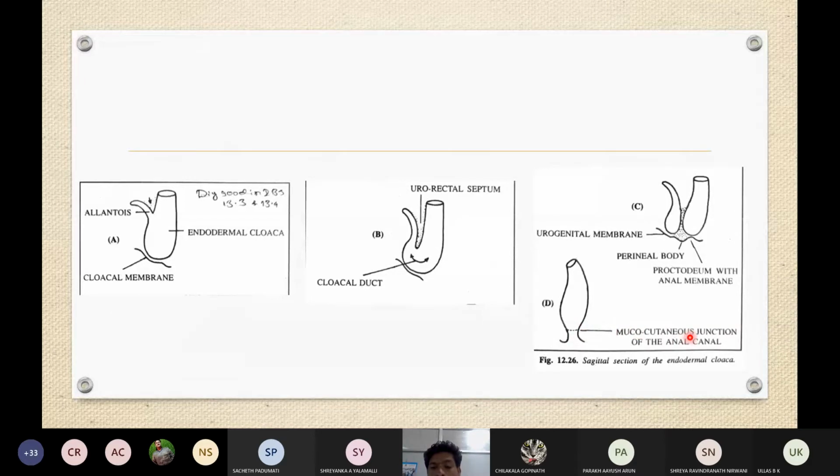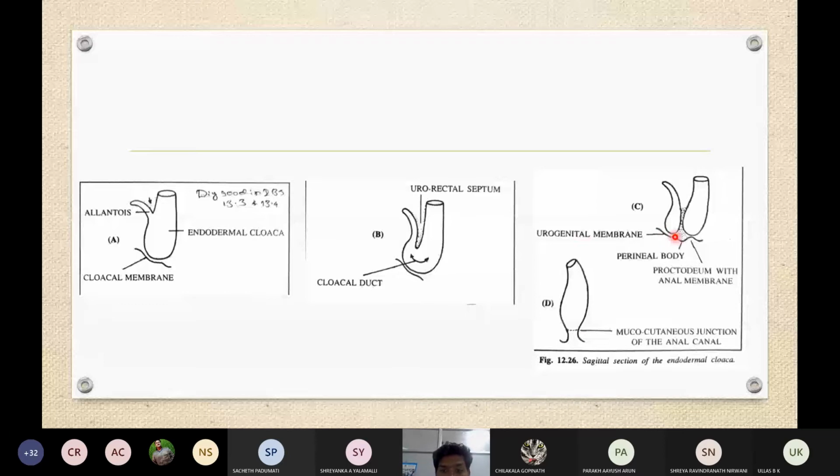Okay, so the formed junction was nothing but the Hilton's line, which I was showing you at the beginning of the class. I showed you Hilton's line. So this is the junction. See, in the upper part, the lining epithelium of the hindgut is actually formed by the endoderm here. Okay, and the outer cloacal membrane that we see here is actually developed from the ectoderm.